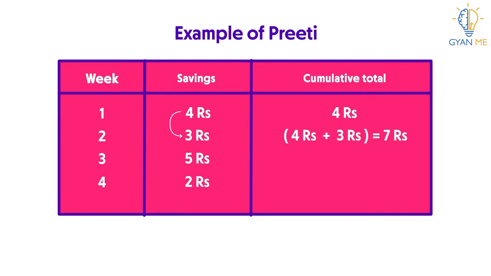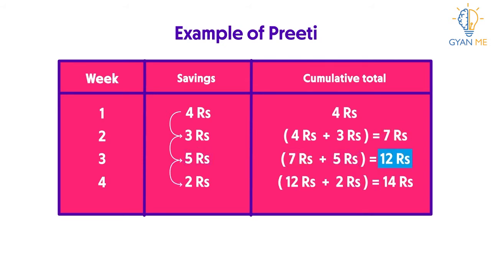Preeti has 7 rupees of saving balance at the end of the second week. We calculated this by taking 4 rupees as the saving balance from the first week and 3 rupees as the saving balance from the second week, and adding both of them to get 7 rupees. Now similarly, if we want to calculate Preeti's saving balance at the end of the third week, we add 5 rupees to the previous balance of 7 rupees and we get 12 rupees as her balance, and so on.